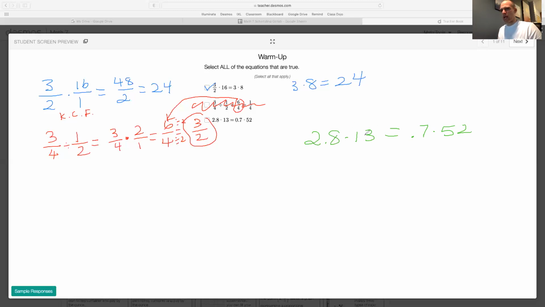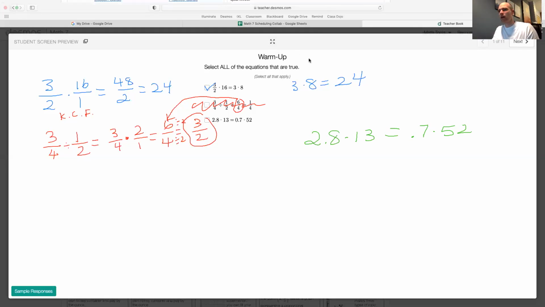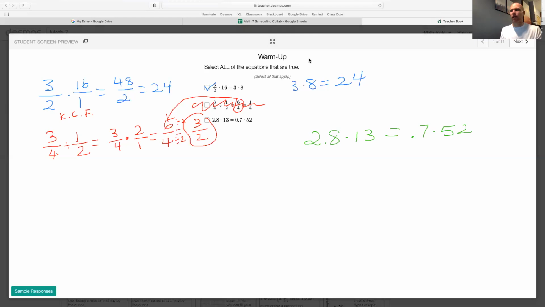This is almost 3 times 13. It's about 39, a little less than 52. I'm going to guess these are going to come out equal, but I'm not going to do this math in my head. I'm just going to use a calculator. I thought there would be a calculator button on here, but there's not. So I'm just going to leave this one up to you.